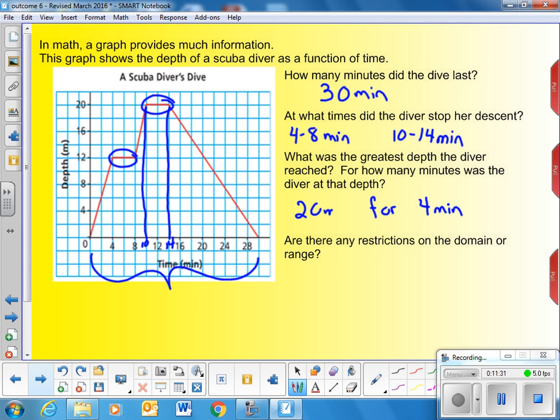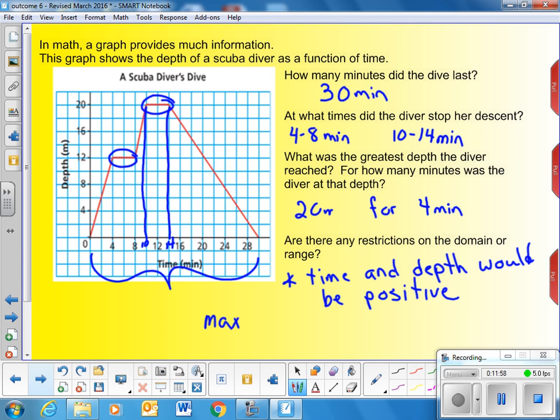The last question is, are there any restrictions on the domain or range? Both the domain and range, so the time and depth, would have to be positive numbers. There would be a maximum depth that she can safely scuba dive. There would also be a maximum amount of time before she ran out of air.